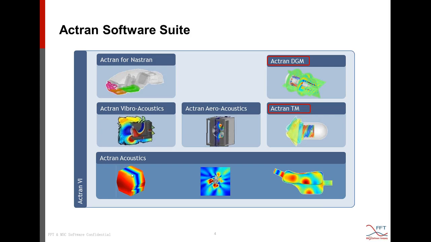Then the last two modules were designed specifically for aircraft engine problems. So Actran TM means turbo machinery. It is very well suited for intake problems of aircraft engines or APUs. And Actran DGM is the only module that doesn't work on the finite element method. The method is called the discontinuous Galerkin method, so Actran DGM, and it was developed specifically for engine exhaust acoustic propagation.